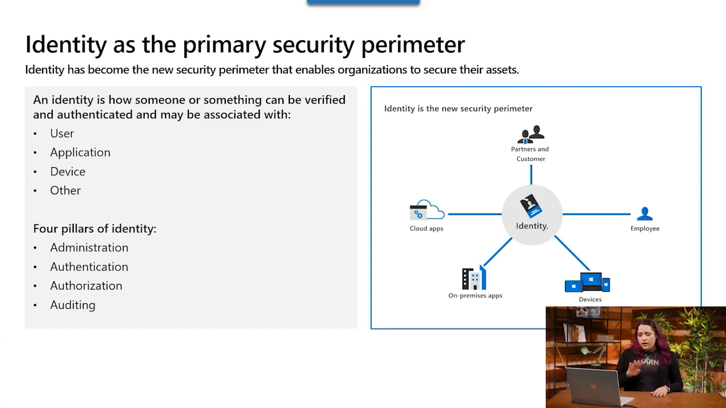Now, the last pillar, and it's really not the least pillar, but it's important, is auditing. Because it's important to understand who is doing what, when, where, and why. And we're going to discuss all sorts of different tools, so that way you can track your users and what they're doing, and even help automate some of those different governance processes.